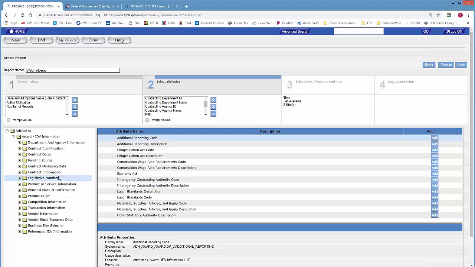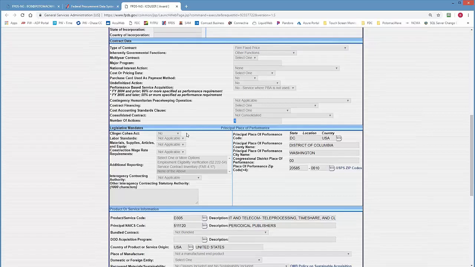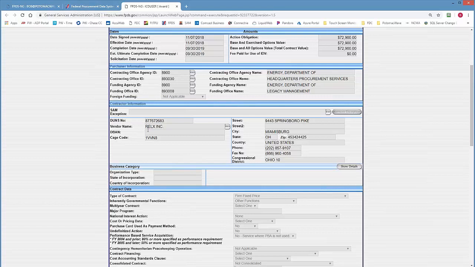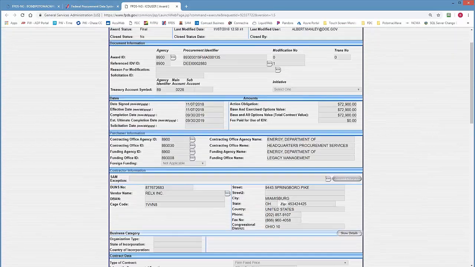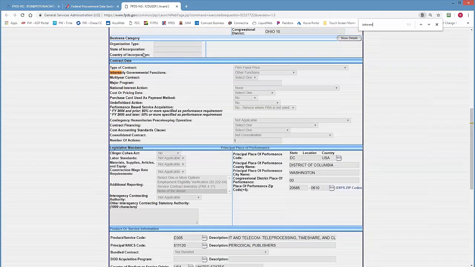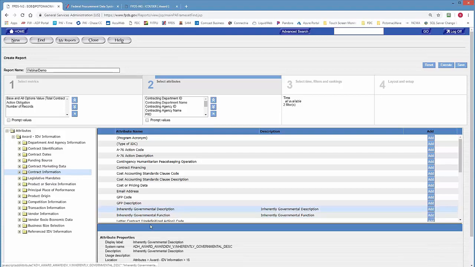Contract information. If I look here, this has my inherently governmental field. Let's see in here, there it is, contract data. So I'm going to come down here to contract information, and the code is messed up in IGF, so you really just want the description. You're having issues, it's another story. So this will give me critical functions rather than CT. That would give me CT. This will give me critical functions.